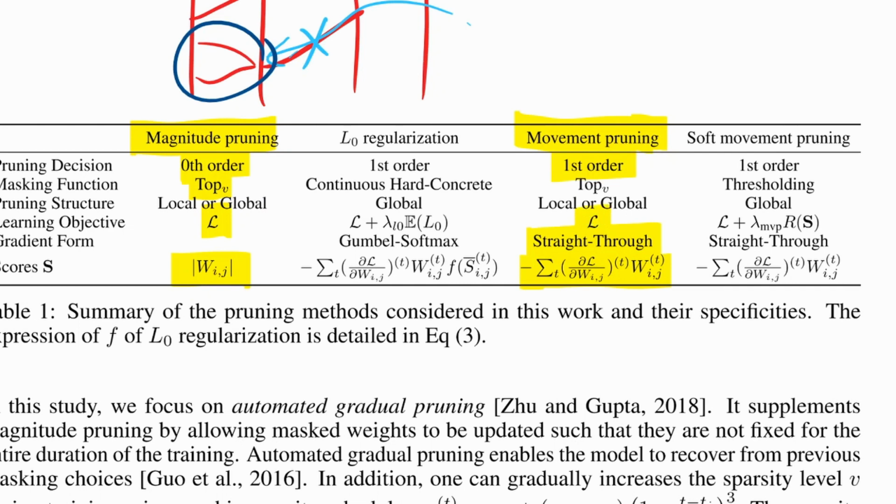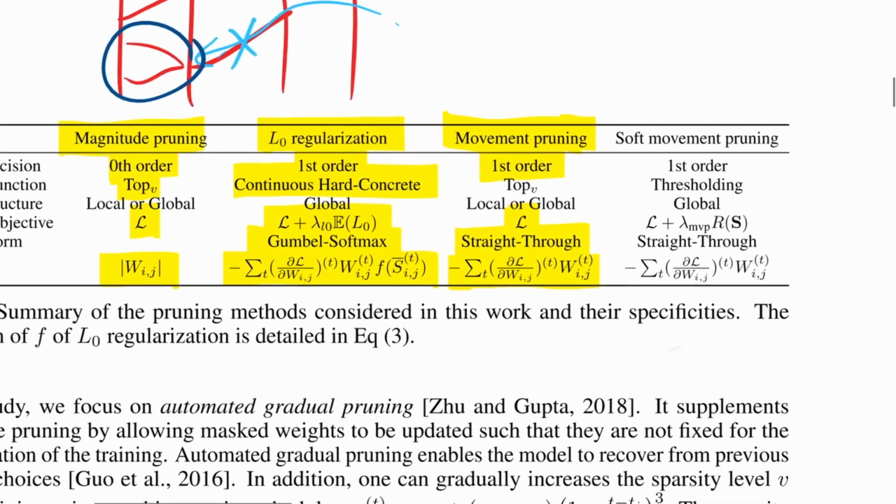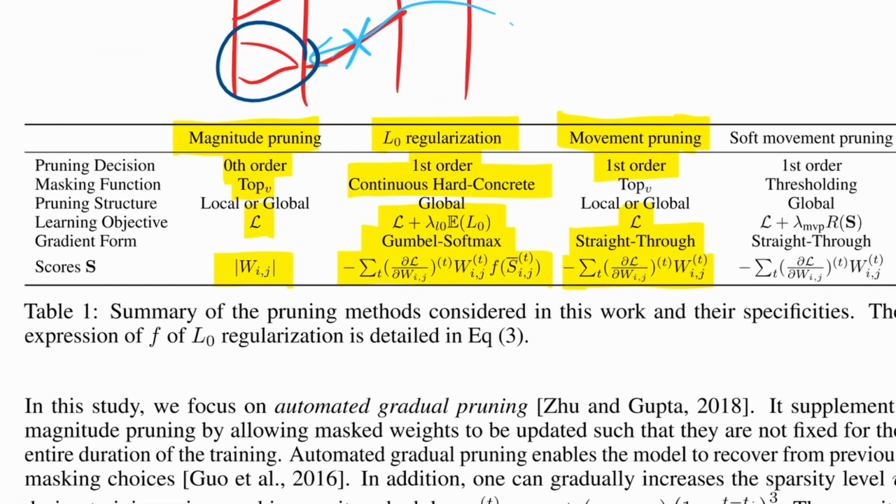But you can see that the objective function is also the actual loss function. Now, this is contrasted to a baseline called L0 regularization, which is quite similar, and is also first order, but has this sort of regularizer right here and uses the Gumbel softmax in order to determine the scores. And as you can see, it also has a different score function, and it has this continuous hard concrete importance masking function.